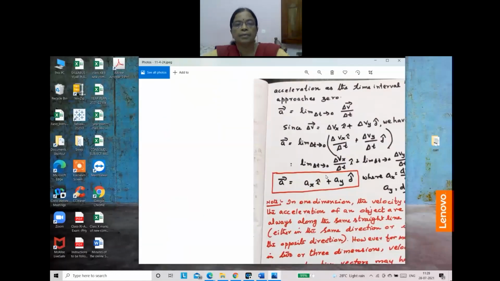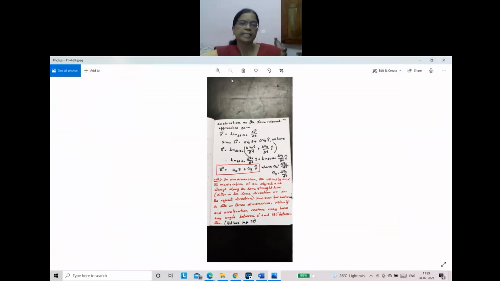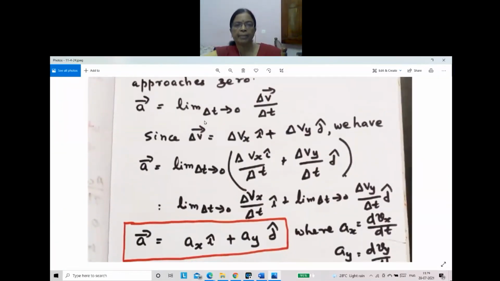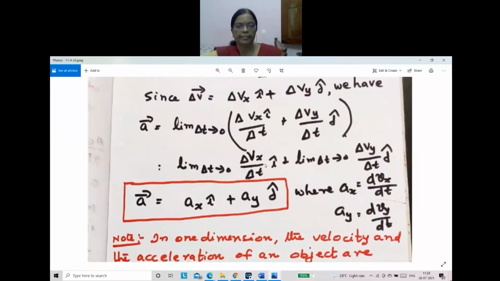So the acceleration vector, instantaneous acceleration, is limit delta t tends to 0 of delta v by delta t, but v equals vx i cap plus vy j cap. That is substituted here. Then the limit is applied to both terms. Delta vx by delta t is the change in velocity per time along the x direction, dvx by dt. The rate of change of velocity along the y direction, that is acceleration along the y direction, is written as ay. So we can write ax i cap plus ay j cap. This is the expression for instantaneous acceleration.